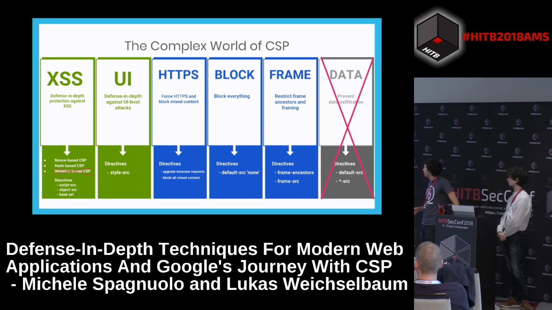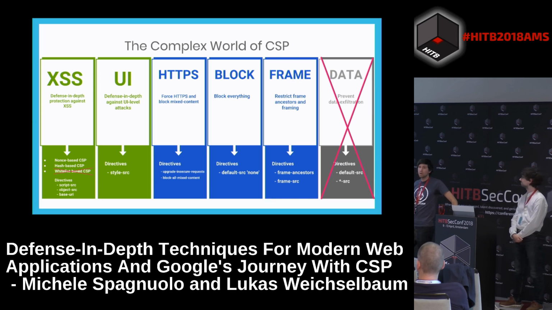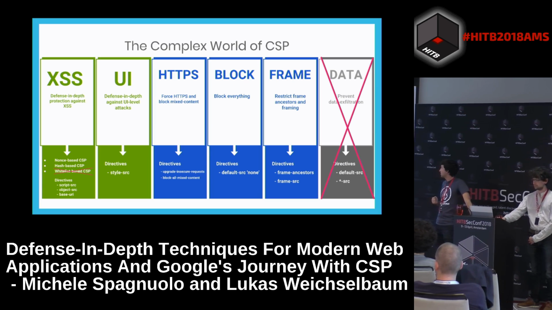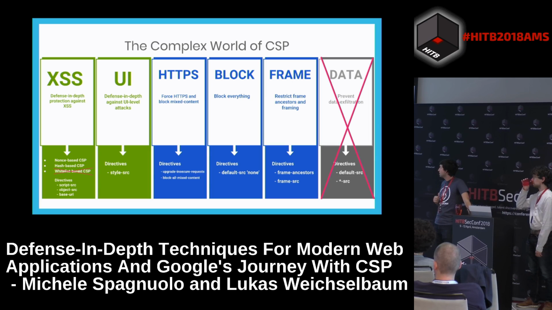So I only had room on the slide for about 6 use cases. I think there are more. The most promising and most prominent one is probably using CSP as a defense in depth protection against cross-site scripting. You can also use it to protect against UI level attacks, right? There are some really sophisticated attacks you can do with styles. We'll talk about a password keylogger using style sheets later on. So you can use the style source directive to mitigate that.